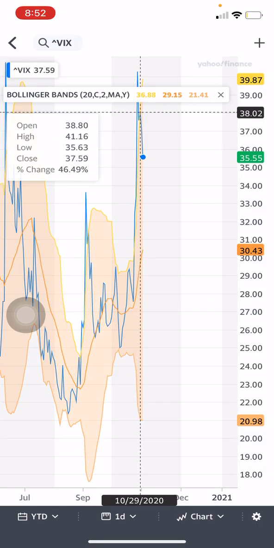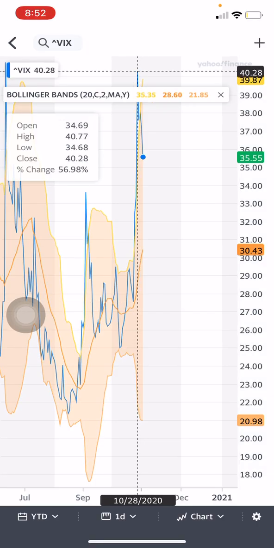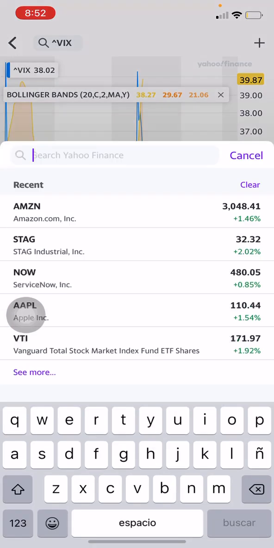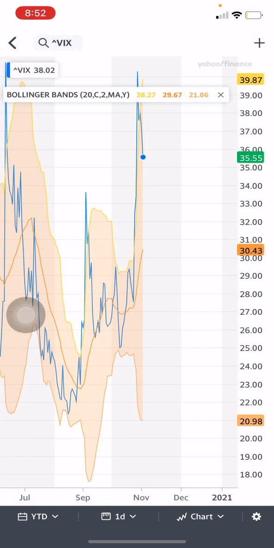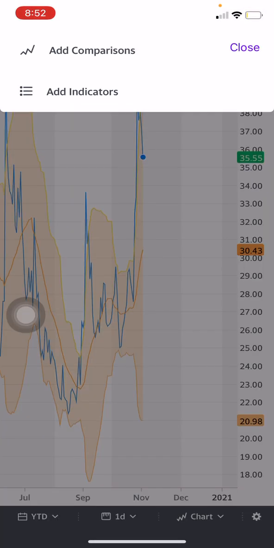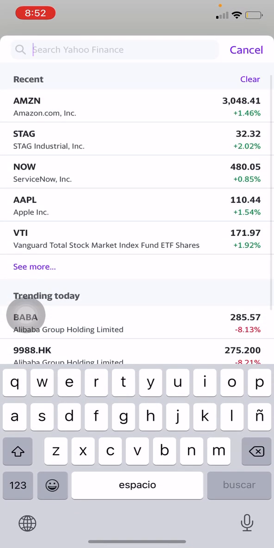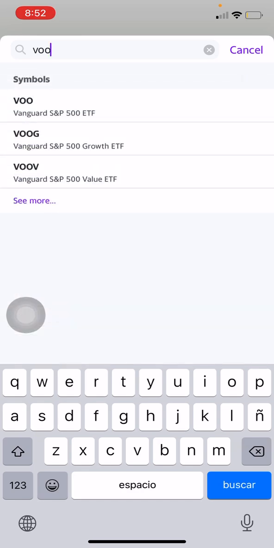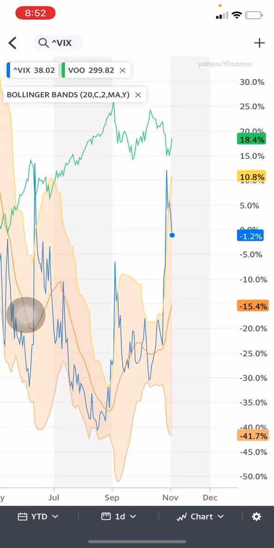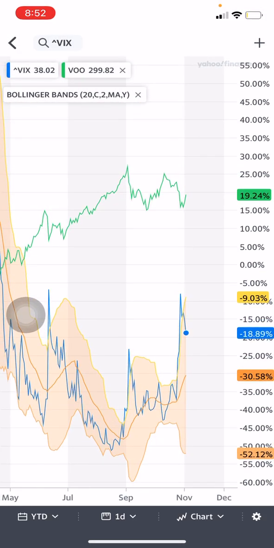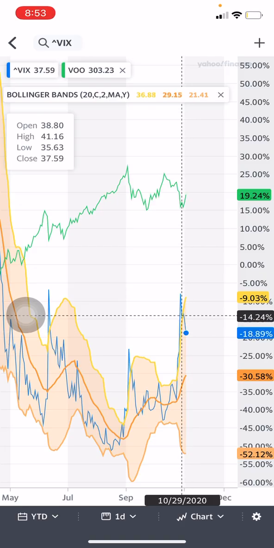On what day was this? On the 28th of October. Yep. Let's see if I can show you guys. I've never done this before, but I'm going to add the VIX into it so you guys can see what I'm talking about. So it's kind of green. There we go. And where are we at?